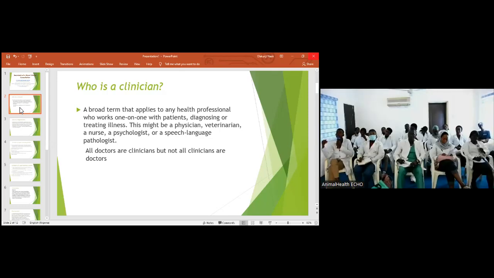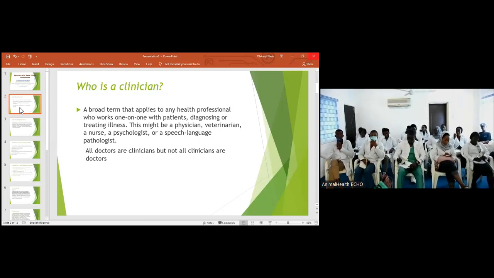It is right, because like your definition said, any health professional who works one-on-one with patients diagnosing or treating illness. So there are many sectors to the definition. But the fact that not all clinicians are doctors is right because some clinicians could be nurses, could be midwife experts or something like that. They can help with the daily conversation with the patients and then maybe diagnosing. Fantastic.